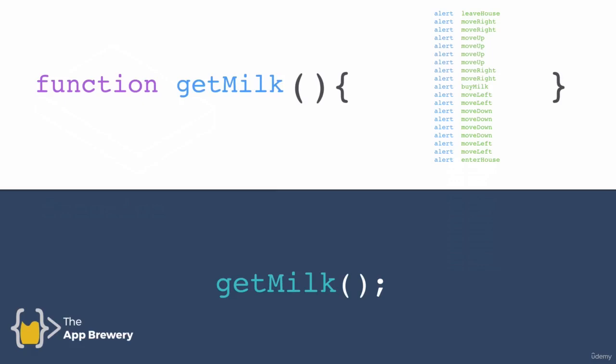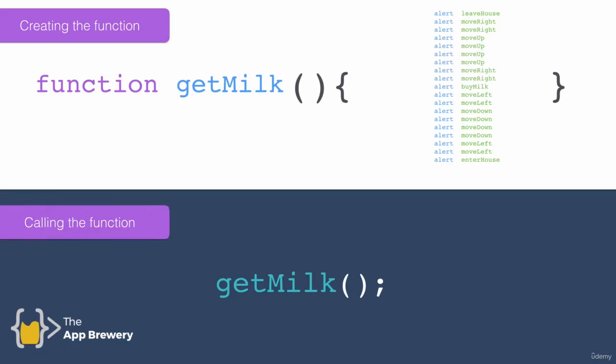Now, the really important thing is to know that there is a difference between when you create the function, because this is when you have the function keyword, this is where you give it a name, and where you have the curly braces that determine what functionality essentially this function is going to perform. But when you want to use the function, in programming we say calling the function. When you call getMilk, then all you have to write is the name of the function, some parentheses, and you end the line with a semicolon.